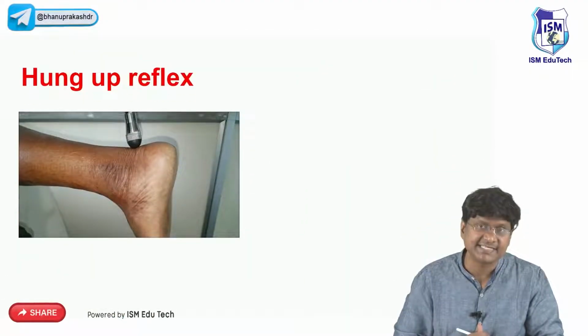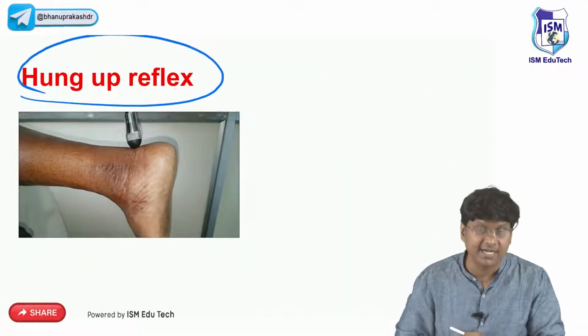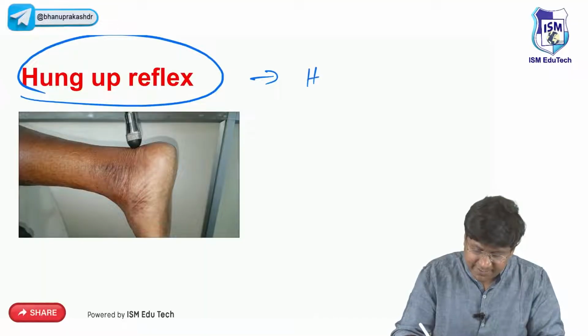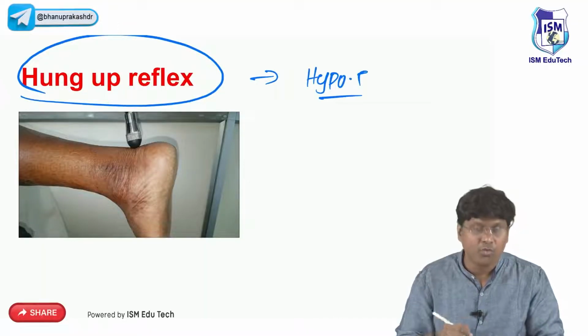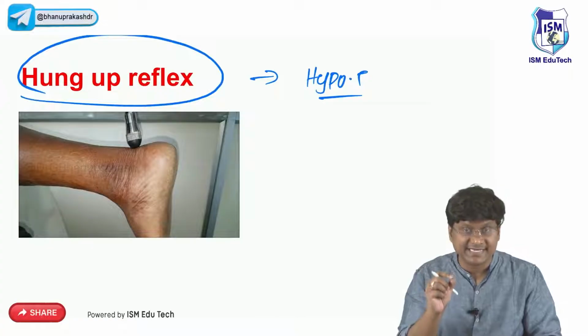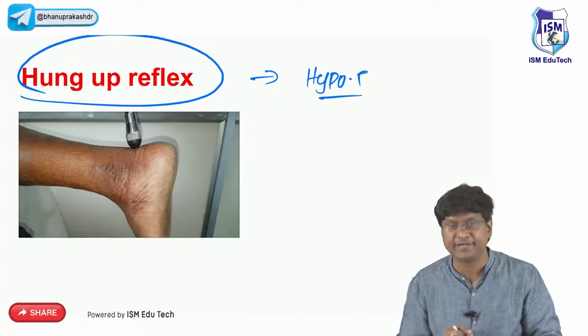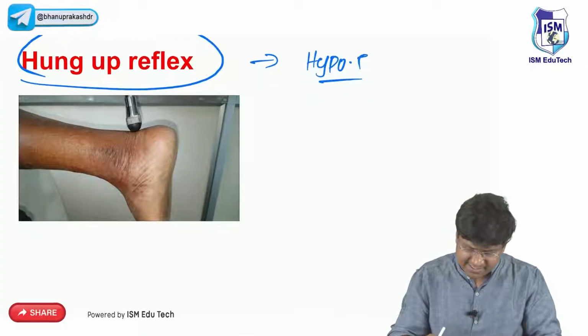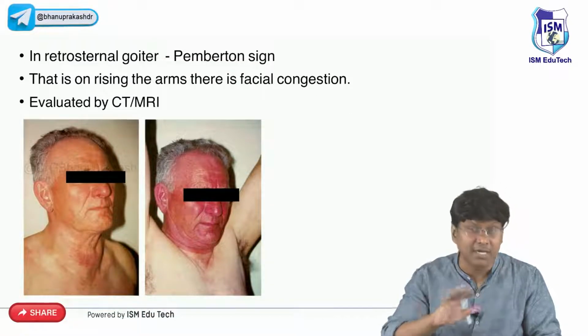And in the CNS examination, what you will observe is the hung up reflex. Where do you get this hung up reflex? That is in hypothyroidism. What is hung up reflex? Where there is delayed relaxation of the deep tendon reflex. Okay, and this is the image based question which has been asked multiple times.